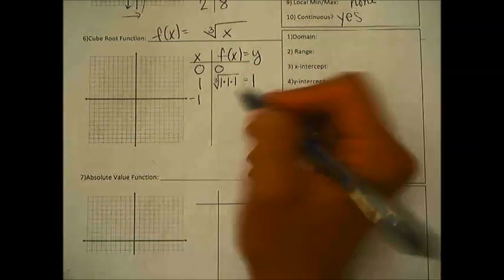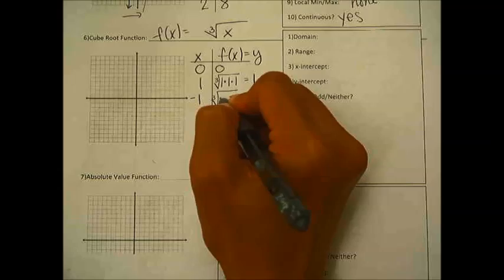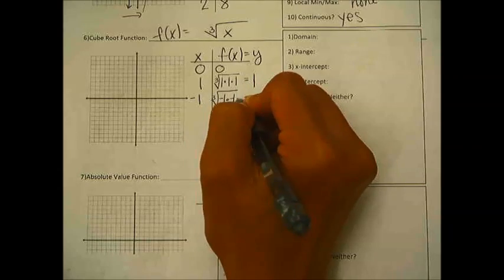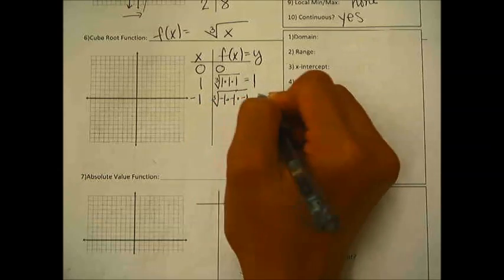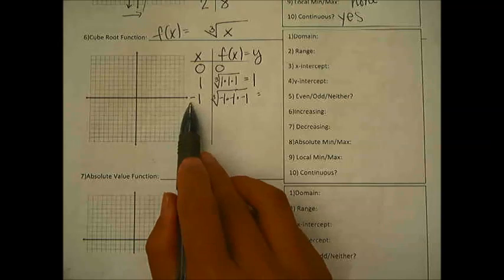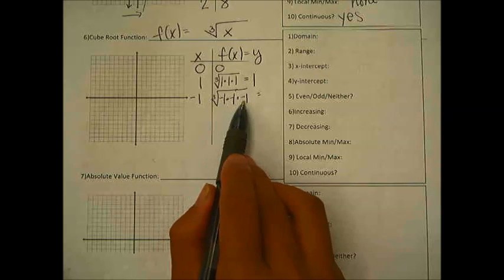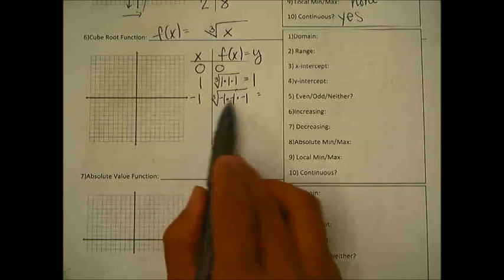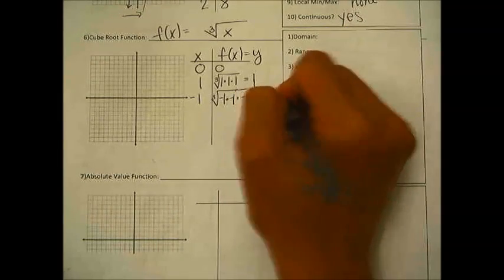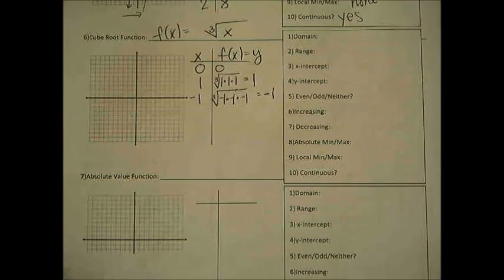Same thing with negative 1. Third root means I need 3 identical things under the radical for me to pull it out. Negative 1 times negative 1 is positive 1. Well, positive 1 times negative 1 is negative 1. So therefore, these are equal. So that will give me a negative 1. I can pull it out.